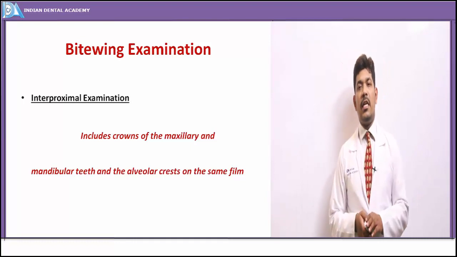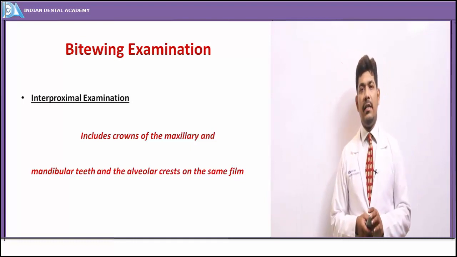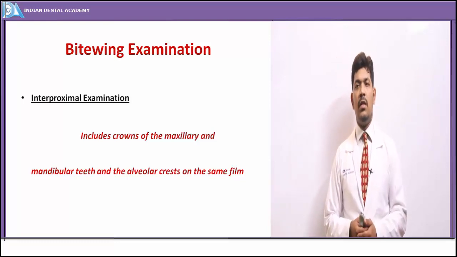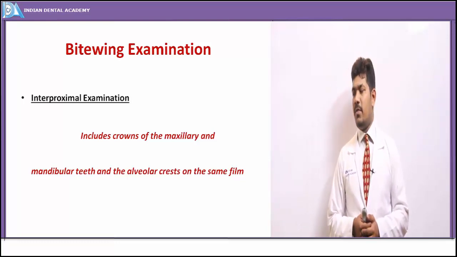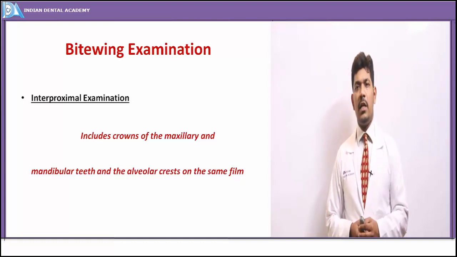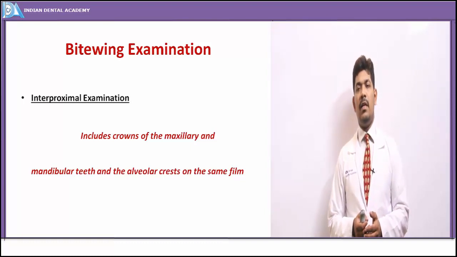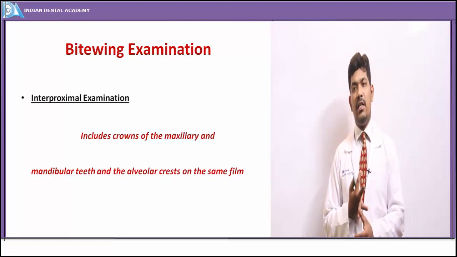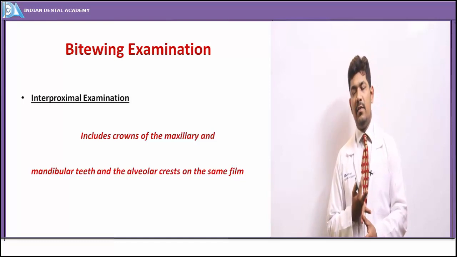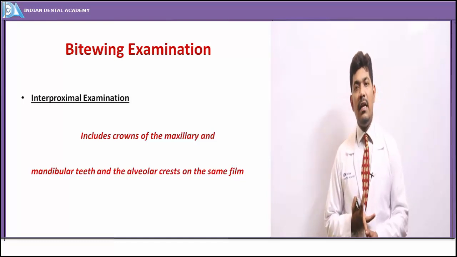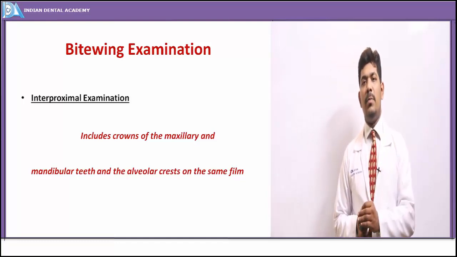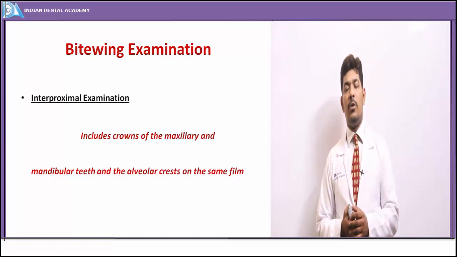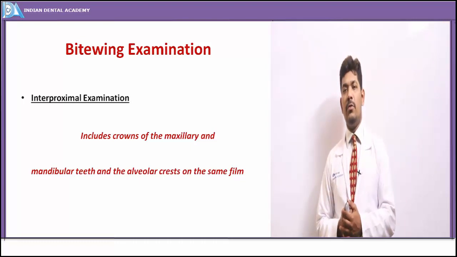So we talked about the disadvantages of the bisecting angle technique. By and large, the bisecting angle technique is the most common technique which we use in a dental setup by the dental physicians. To overcome these disadvantages, primarily non-detection of the proximal caries, non-detection of the secondary caries below a restorative material, estimating the periodontal bone levels, and accurate measurements of these periodontal bone levels to determine the periodontal health of that particular tooth.